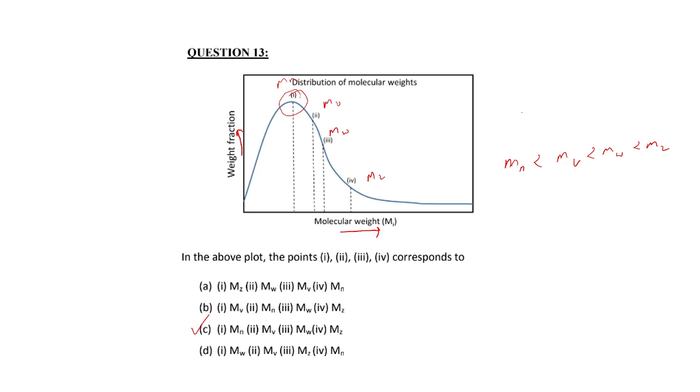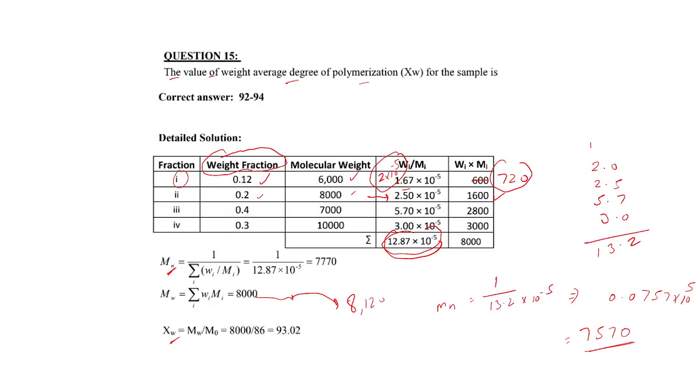Okay, I think it is given in the questions. The question is not here. Okay, whatever. If you divide it by what value, we get 8,120. If you divide it by 86, you will get XW. Okay.